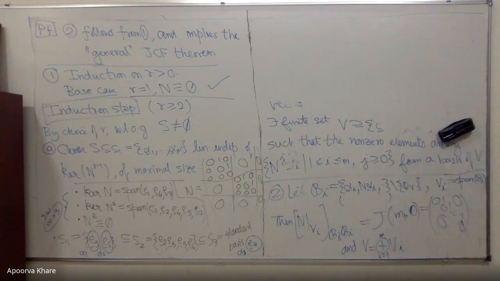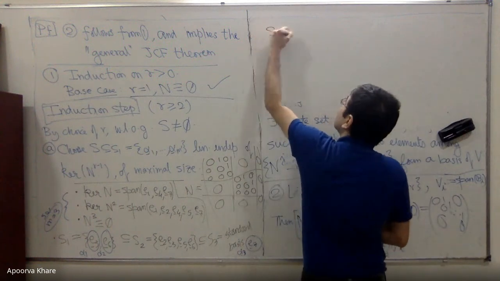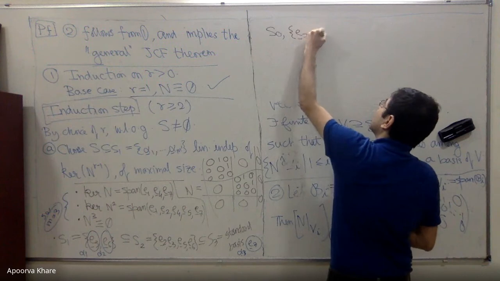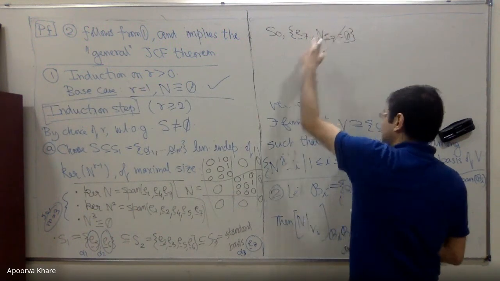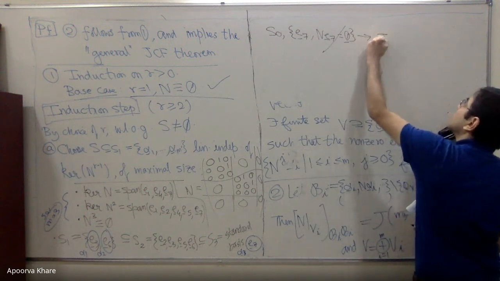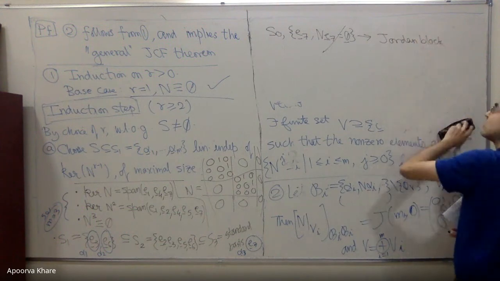And those three, E3, E2, E1, form another block. E7, and then n E7 equals 0. So you can never include 0. The non-zero elements among these form a Jordan block.